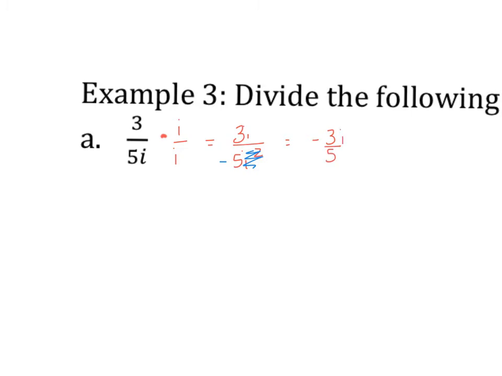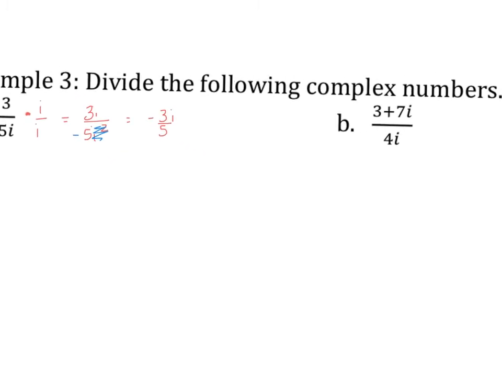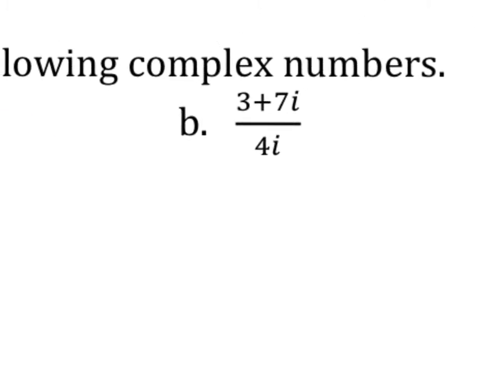Now why did I move that negative out of the denominator? Typically, with math notation, we don't leave the negative in the denominator. That i has moved up to the numerator, so no longer in the denominator, so we are good to go as far as our simplifying rules. Let's take a look at B.